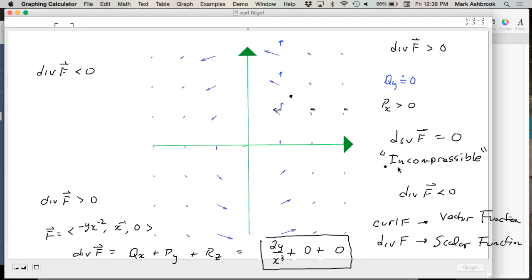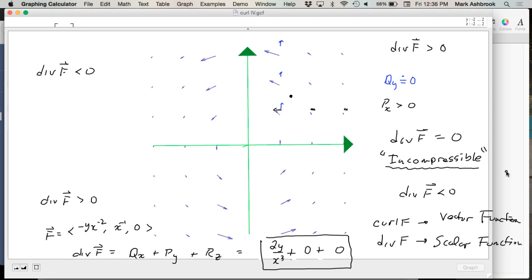But that does not relate to whether the field is conservative or not. Okay? Irrotational, so the curl being 0, has that relationship with the conservative vector field. But whether a field is incompressible or not is not related to whether the vector field is conservative or not. Okay, thanks, good question. Please.